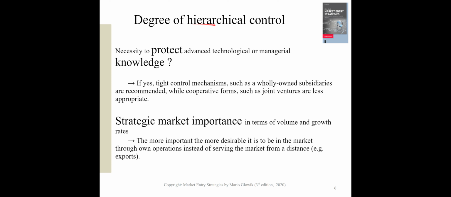So the degree of hierarchical control is related to the necessity to protect advanced technological or material knowledge. And if this is important for the management, such as in the case of pharmaceutical firms, then tight control mechanisms, such as wholly owned subsidiaries, are recommended, while, for example, cooperative modes such as joint ventures are less appropriate in this case, if it is necessary to protect knowledge.